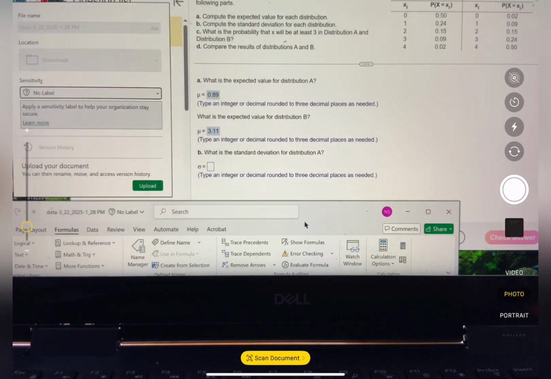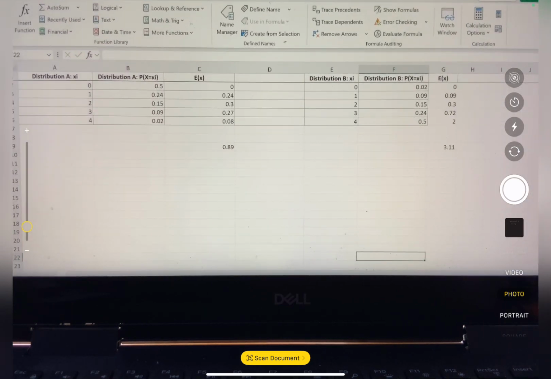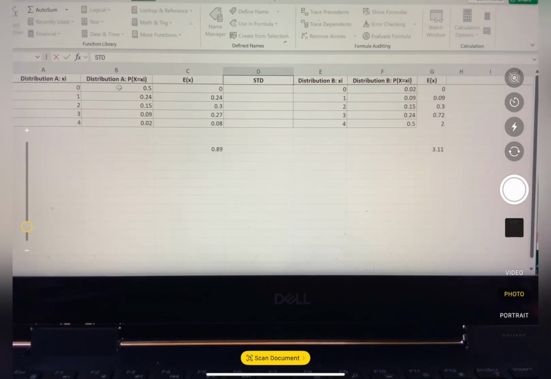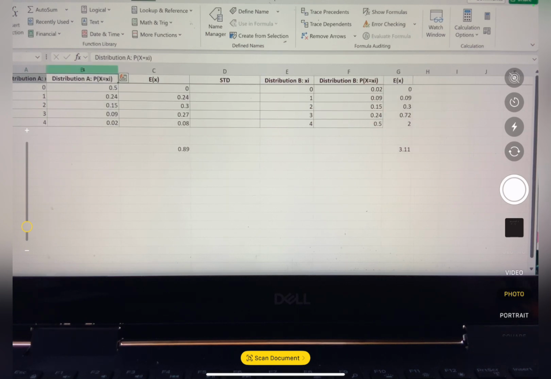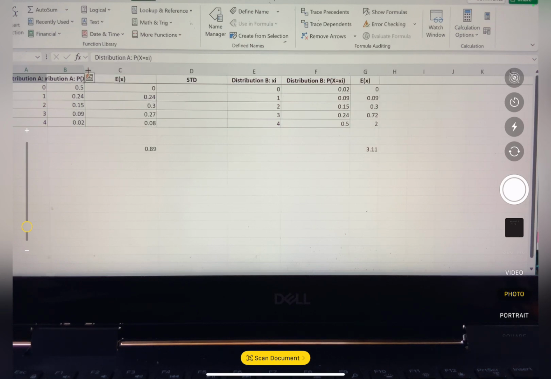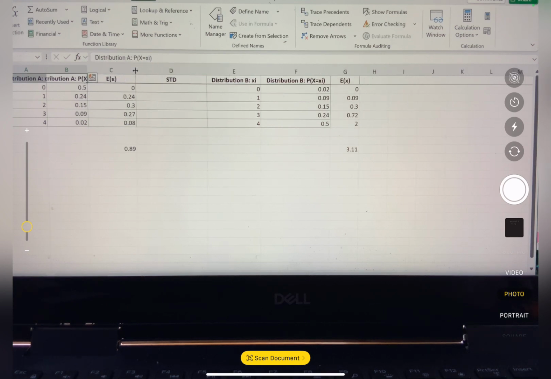So first thing, what am I going to do? Standard deviation, I put it here, STD. Let me make it more narrow because we don't need this wide. There we go. This is X for distribution A. This is the probability of the distribution. Just in case we need to add a cell, we can do it.